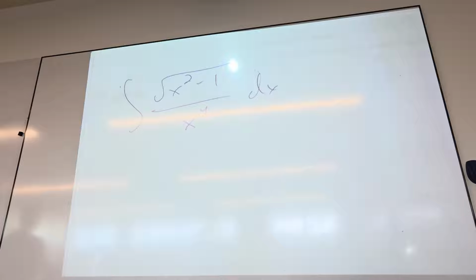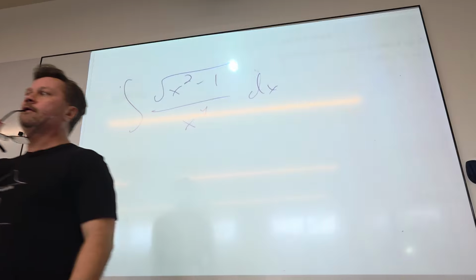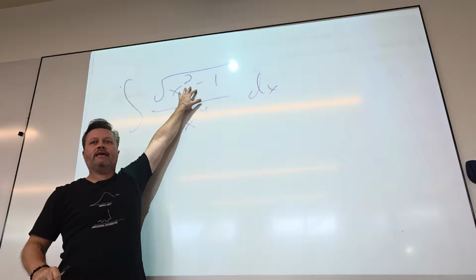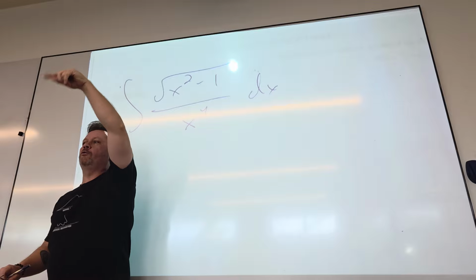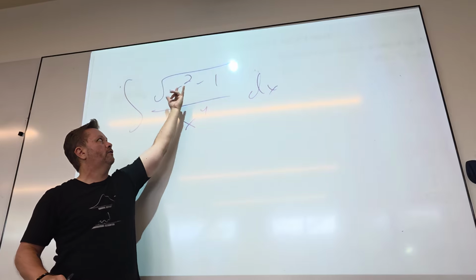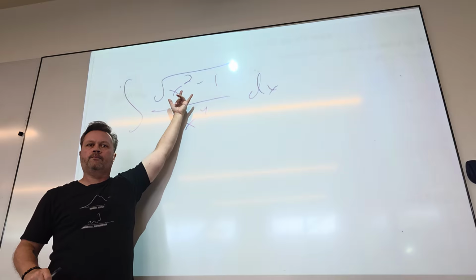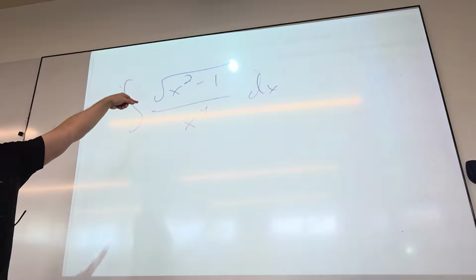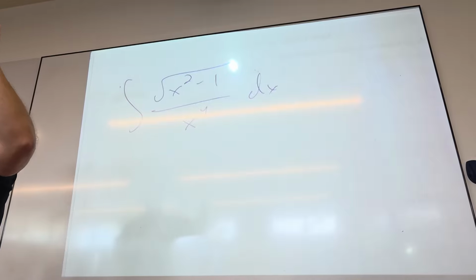What trig sub do I want to use? Tangent? No, because what's the tangent identity? 1 plus tangent squared is secant squared. So I really want you guys to get this. It can't be sine, because sine would be 1 minus sine squared, and this is the wrong way. And x is not tangent, because then that would be tangent squared minus 1, and that doesn't work. Secant. X has got to be secant.